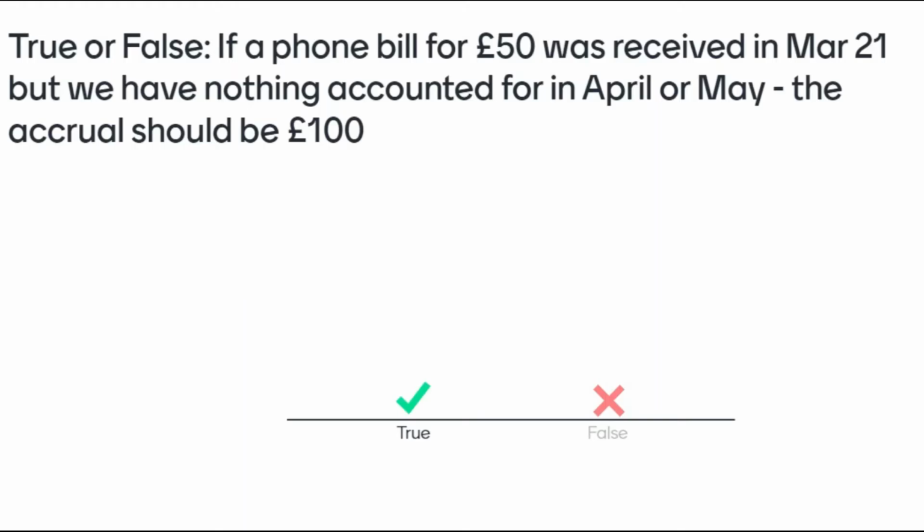Question 4. True or false? If a phone bill for £50 was received in March 21, but we've got nothing accounted for in April or May, the accrual should be £100. So again, if you're reasonably certain the amount that you've used in April and May is almost the same amount as what you've used in March, so you haven't excessively used your phone in April and May, then in all likelihood the amount that you're going to be charged is £50 in April and £50 in May, so you should have accrued £100 in total.